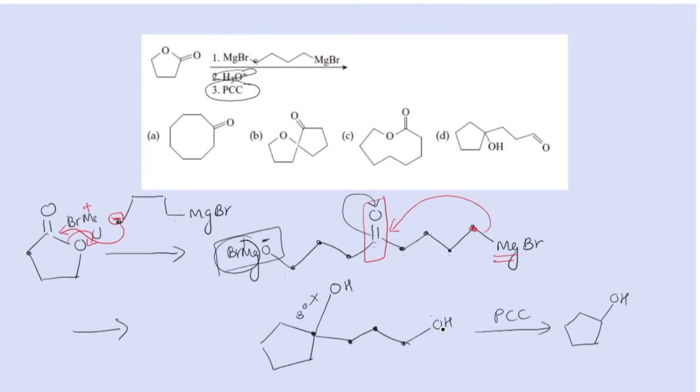This will remain as it is and you can count here CH2, CH2, CH2, 3 carbons, and at the third carbon there is an aldehyde like this. This is our final product. So it cannot be this, this or this. So which is the correct answer? It is as shown in option D.